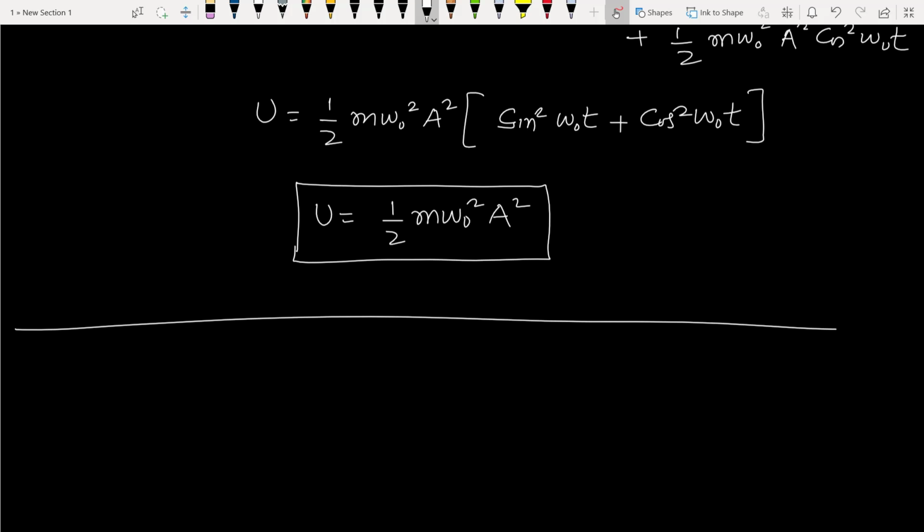Second part is related to average value of kinetic energy, potential energy and total energy. It will be discussed in our next lecture, and there also we will try to solve a few of the numericals related to the concept.